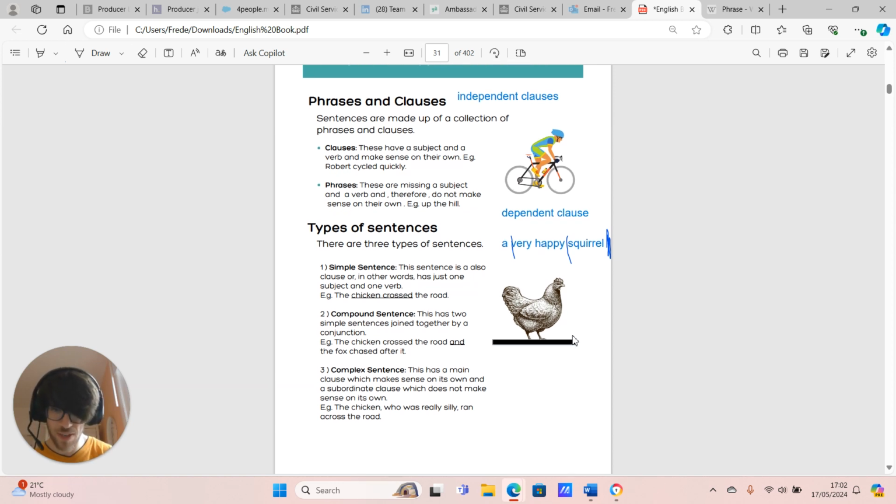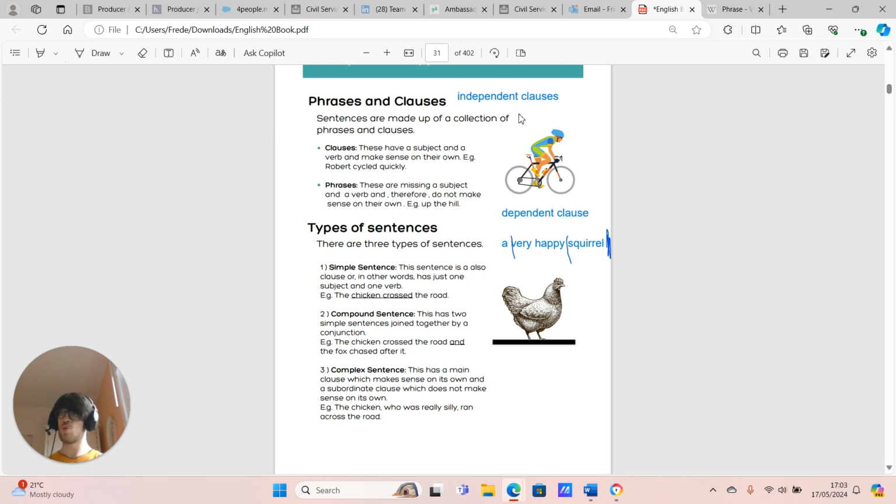So this is an independent clause, which we spoke about up here. An independent clause, otherwise known as a main clause, which makes sense on its own, which is then followed by a dependent, or, as it says in the example, subordinate clause, which doesn't make sense on its own. The subordinate or dependent clause needs the independent clause to make sense, right? So, the phrase, ran across the road. What ran across the road? It doesn't make sense. Or indeed, if you were to say, the chicken ran across the road, that makes sense.